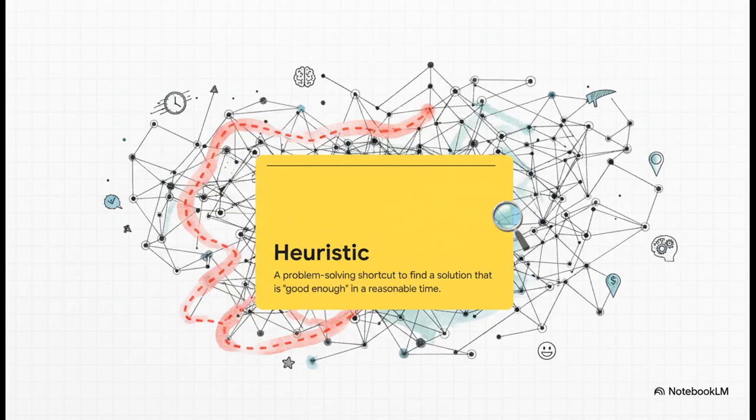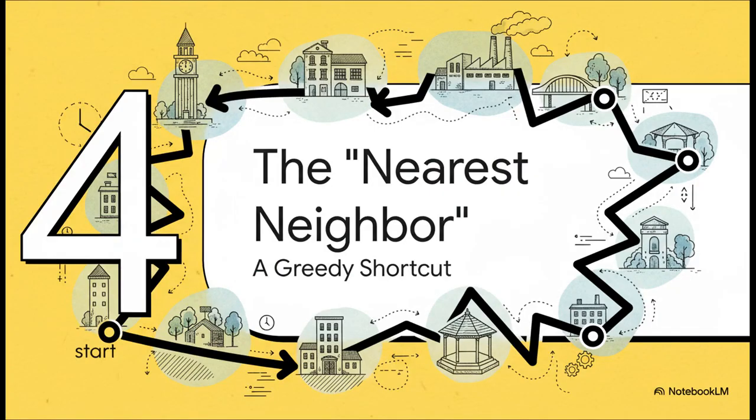It's a strategy that says, okay, I'm going to forget about finding the one perfect solution, and instead, I'm going to find a really, really good solution in a reasonable amount of time. It's all about being good enough. So what does one of these shortcuts actually look like?